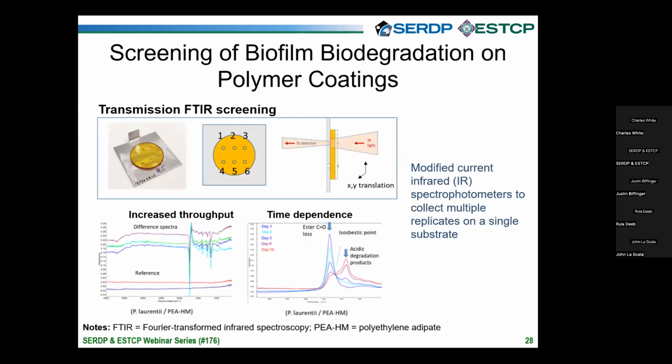We analyzed the biodegradation using several overlapping analytical techniques in this program, with IR spectroscopy and microscopy being the most flexible approach. The NRL team on this project even fabricated a high throughput screening mount to increase the number of replicates and data points in a single series of experiments. And the approach that they used is shown here with the custom mount that Dan was able to fabricate, and the resulting data showing clear isosbestic behavior of the carbonyl being hydrolyzed and the acidic degradation products being formed.